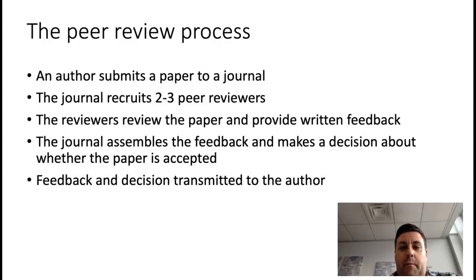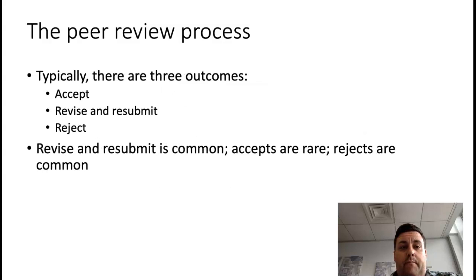The reviewers review the paper and provide written feedback, and usually a decision about whether or not the paper should be accepted. And then they return that to the journal. The journal assembles the feedback and makes a decision about whether or not the paper is accepted, and then the feedback and that decision is transmitted back to the author. So there's typically 3 outcomes from a peer review process. Could be an acceptance, could be a revise and resubmit, or it could be a rejection.